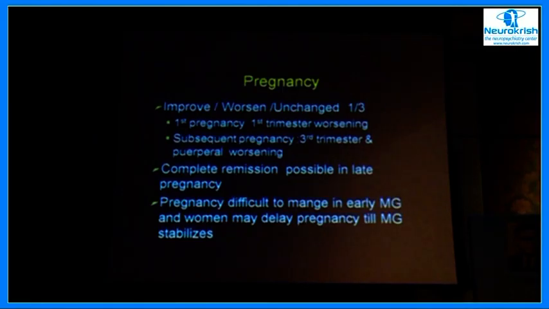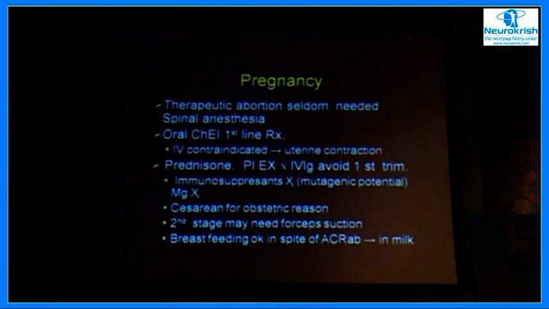The first pregnancy results in first trimester worsening, and subsequent pregnancies result in third trimester worsening, as reported by some experts. Well, we have some experience of managing pregnancies and myasthenia, but not a very large one to give you my own experience here. Complete remission is possible in late pregnancy. Pregnancy is difficult to manage in early myasthenia gravis, and if you have a choice and a patient consults you, better to tell them to first stabilize your myasthenia and then plan the pregnancy rather than go ahead just like that. Therapeutic abortion is seldom needed.